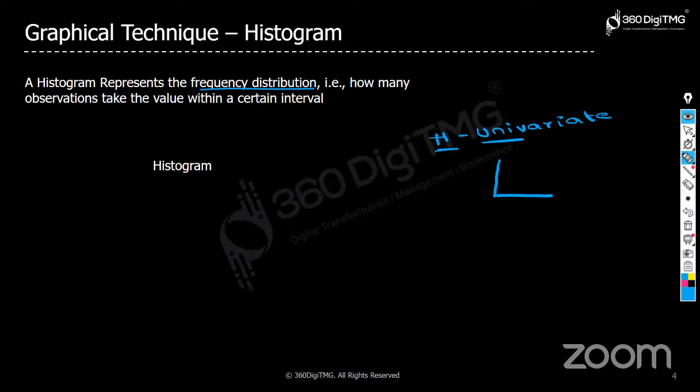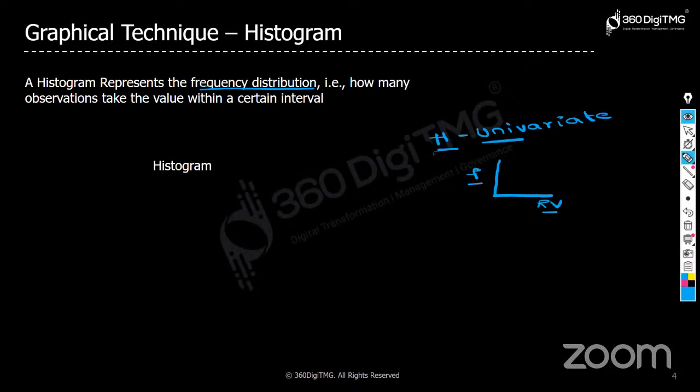Always on the x-axis, we have the random variable. We have discussed what a random variable is yesterday: a variable which has various possible values, and there is a chance of each and every possible value occurring randomly. That is called a random variable. So when we are plotting a histogram, the random variable will always be on the x-axis and frequency will be on the y-axis. That is why this is called a frequency distribution.